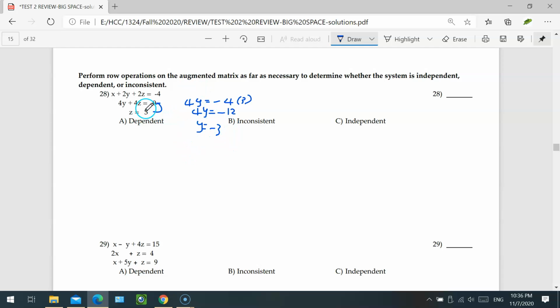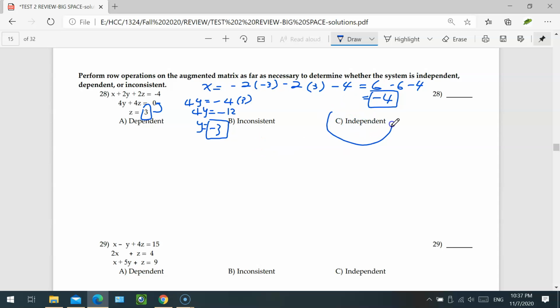Now since we solved for y, we can go back to solve for x. So x is equal to -2y minus 2z minus 4. So x has a particular number. x is equal to 6 minus 4, which is equal to -4. So we have x equal -4, y equal -3, and z is equal to 3. So they all have a particular solution.